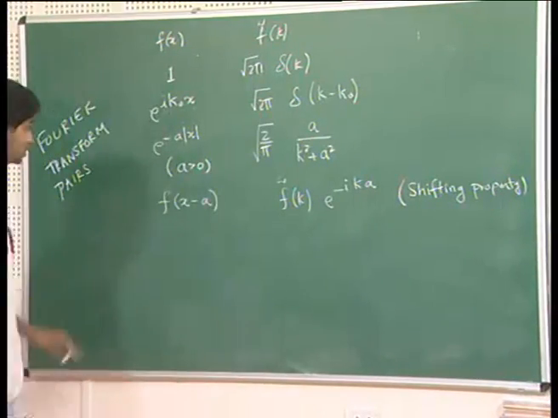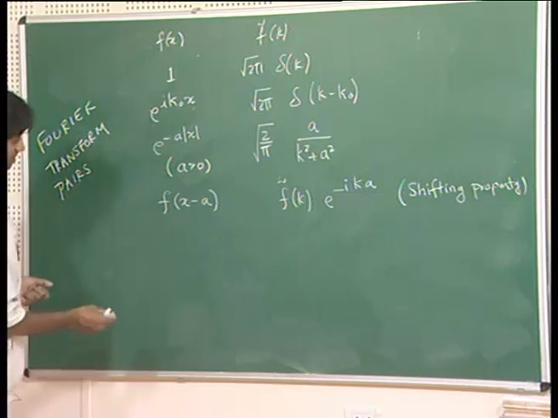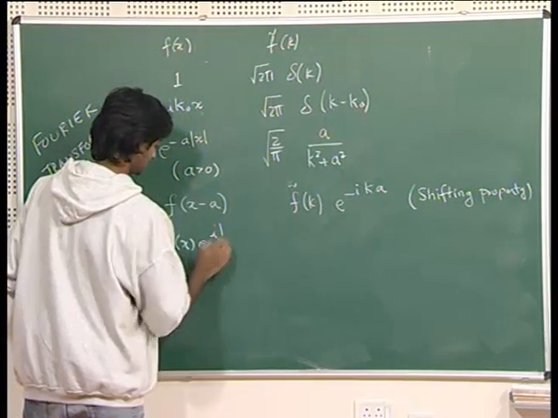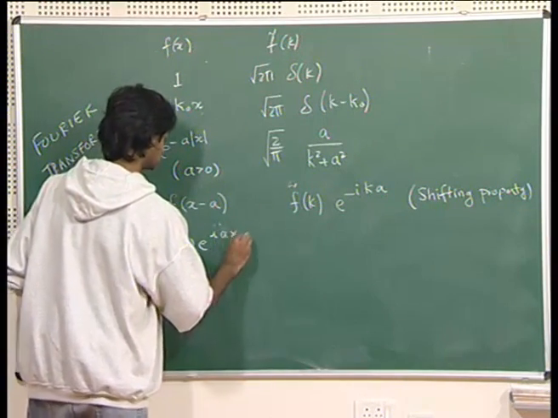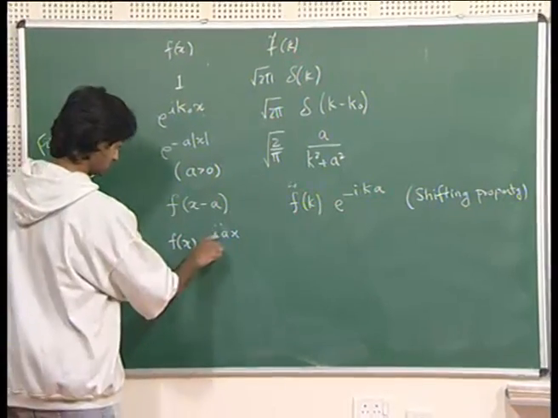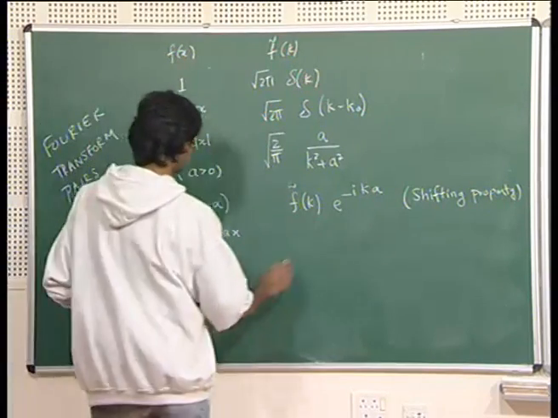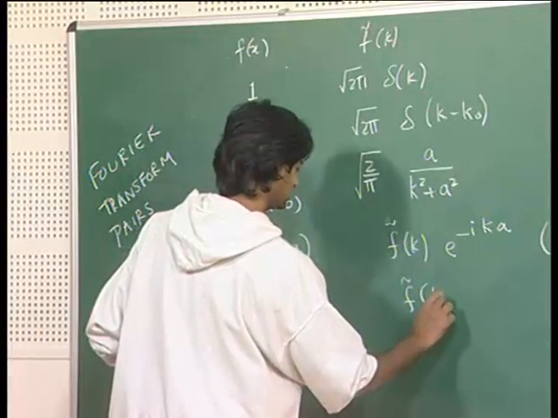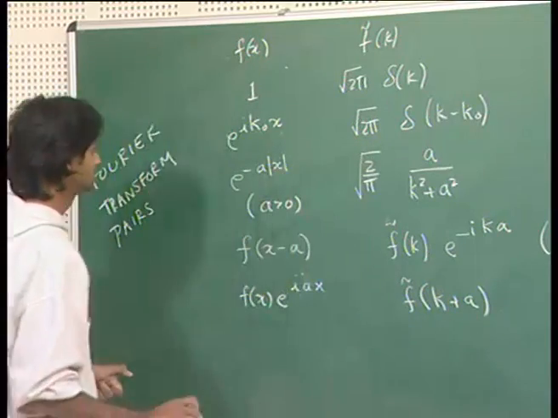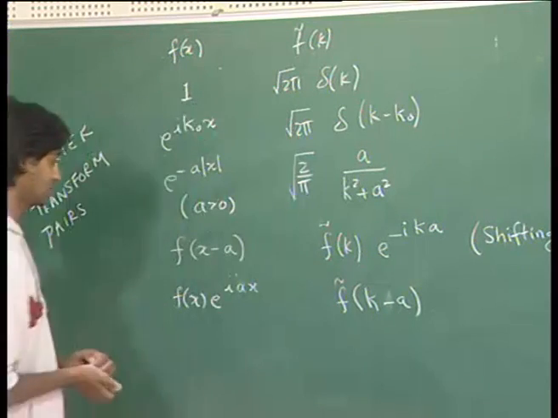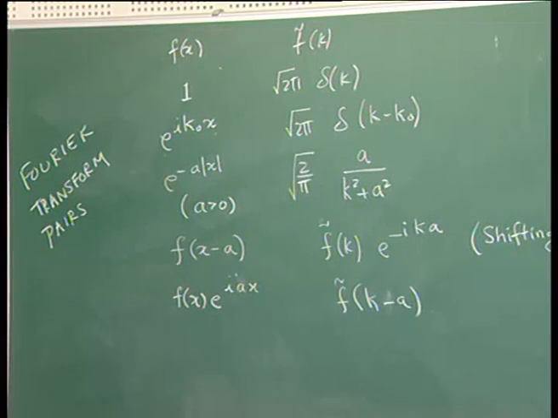And it works the other way also. So if I had f of x times e to the i a x, then I would just get f tilde of k minus a. Okay, so it works both ways. This is a property of this Fourier transform, and that is what we used right here.